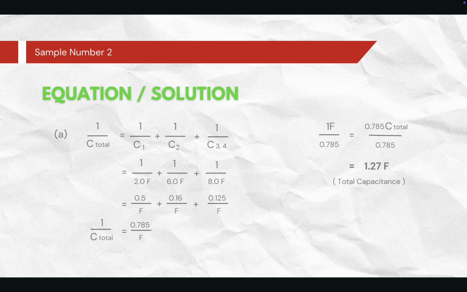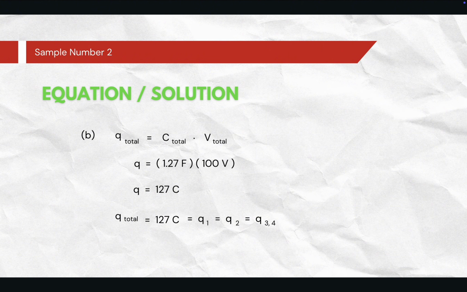Next is yung charge stored, yung C total times V total. 1.27 F times 100 volts is equal to 127 C. So, ganun lang. Q sub total is equal to, yung nakuha natin na C, is equal to Q sub 1, Q sub 2, Q sub 3, and 4. Ganun lang.